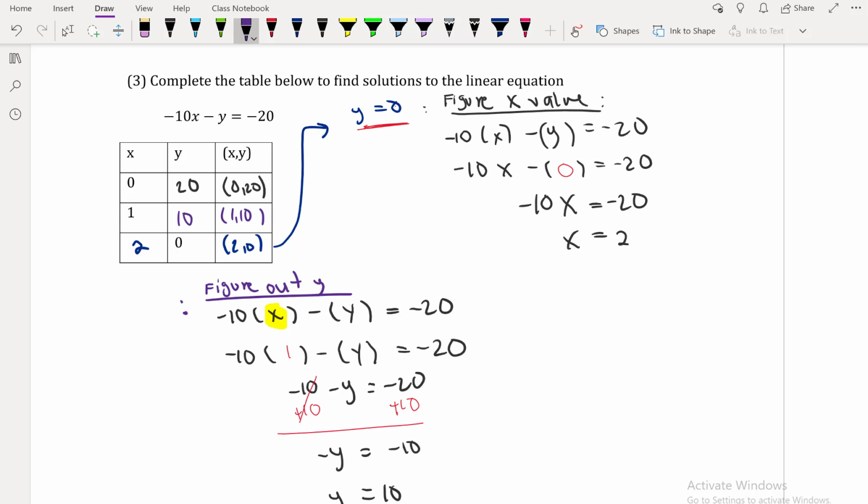Okay. So now my table is complete. So I have the missing values. So I have the y values, the x values, and the xy values as the ordered pair.